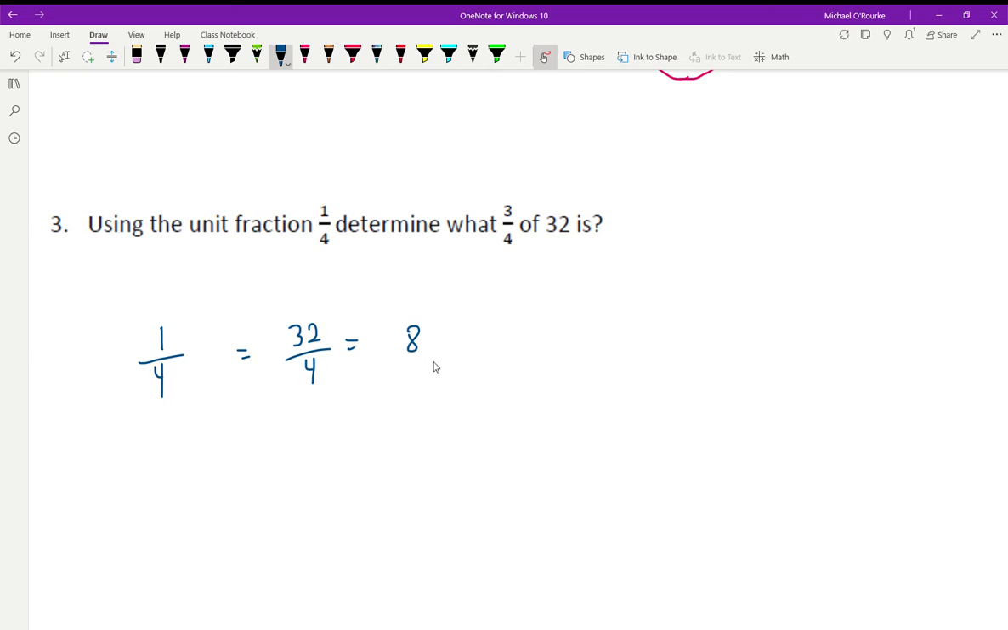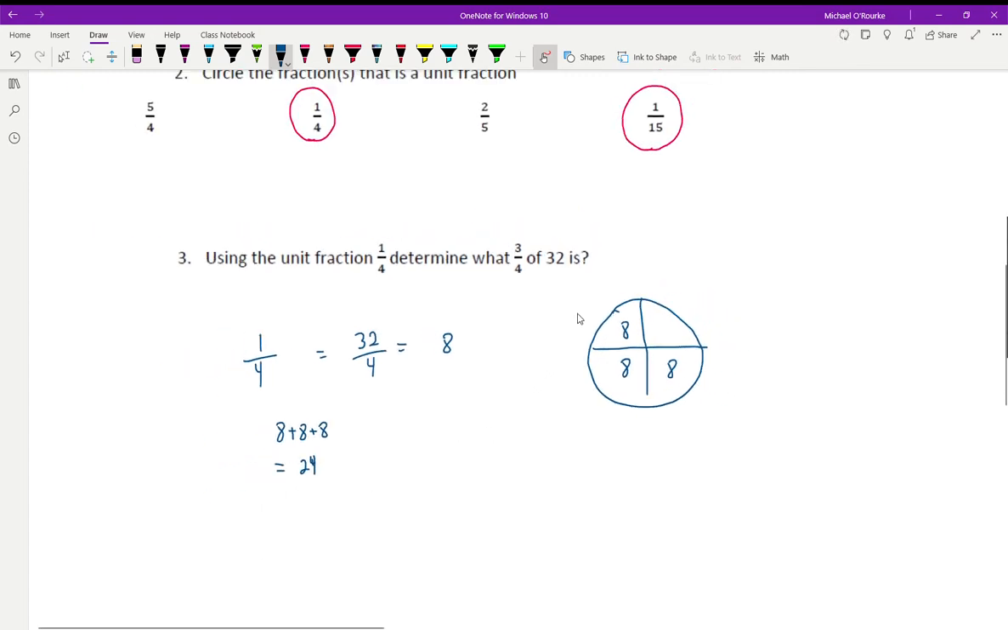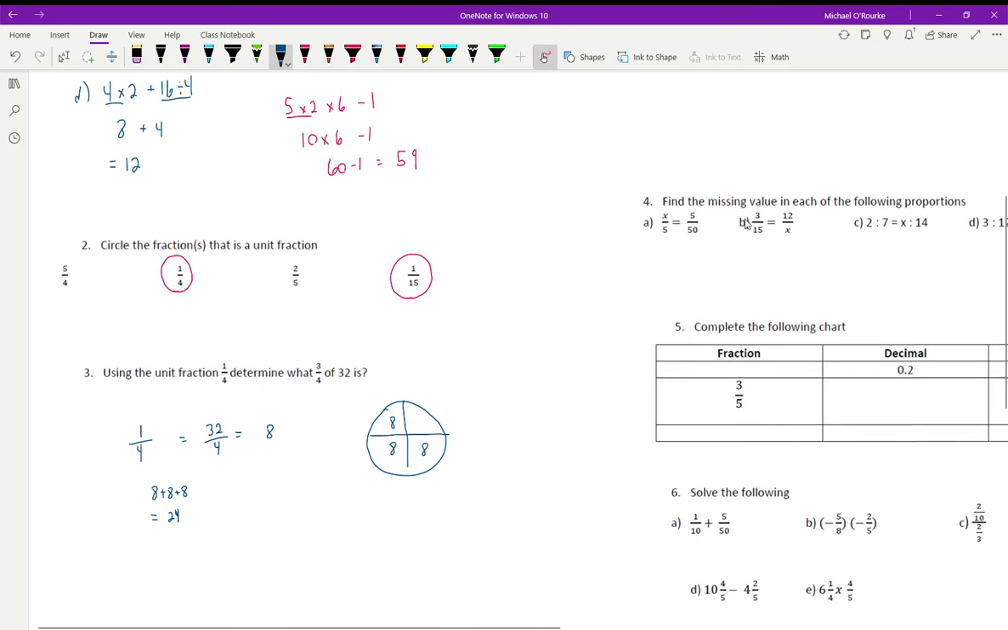Okay. So if we were thinking about here, a quarter would be worth 8. So if you have 3/4, it'd be 8 plus 8 plus 8, which is going to equal 24. Okay? Three.